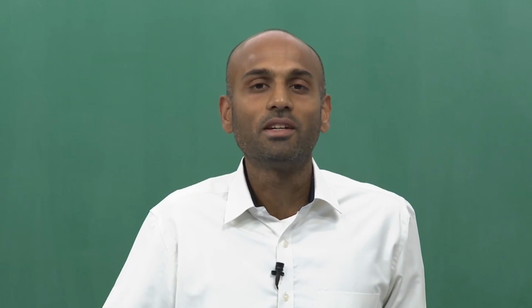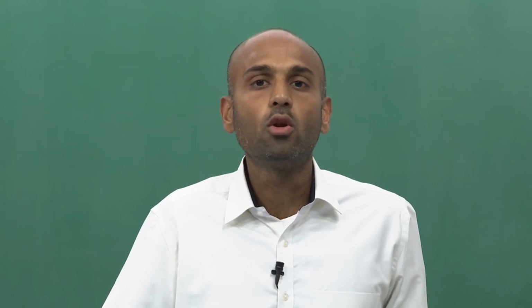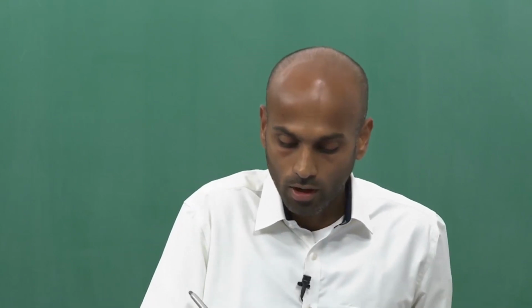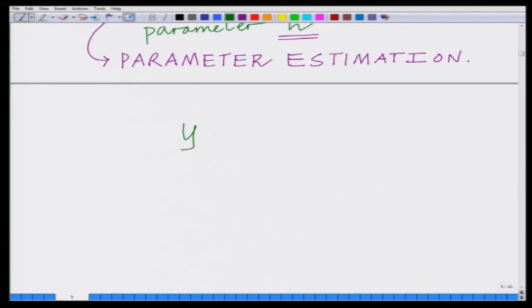Welcome to another module in this massive open online course on estimation theory for wireless communications. In the previous module, we started looking at a basic model for estimation. We considered a sensor network and a noisy observation model, in which our observation y is equal to the parameter h plus the noise.